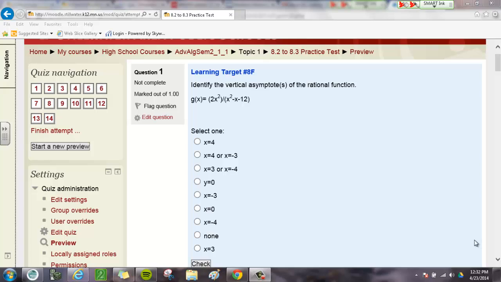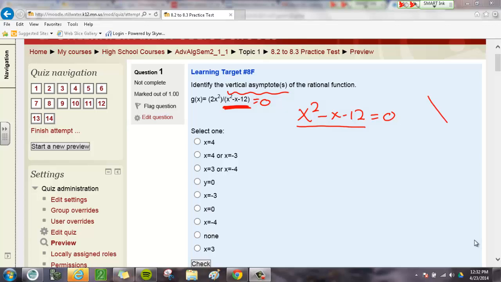So starting off, number one, identify the vertical asymptotes of this. Well, to identify the vertical asymptotes, what you really need to do, you got to take this bottom and set it equal to 0. So I'm going to take this x squared minus x minus 12 and set it equal to 0. But when you look at it, you can't solve it just like that. You got to factor this left side.